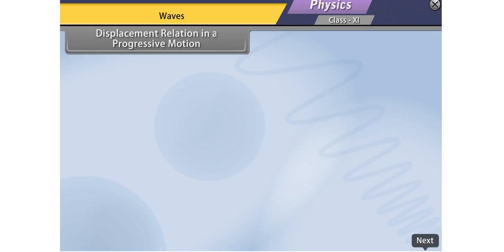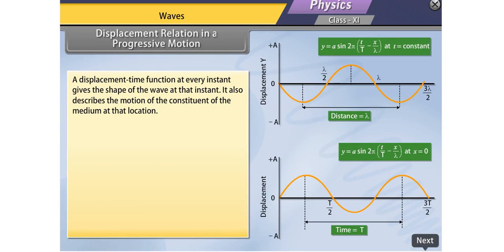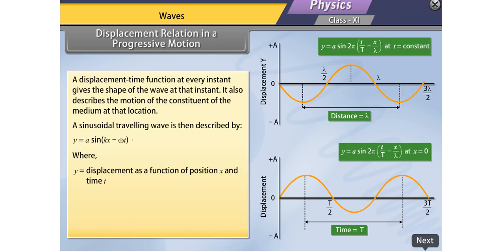Displacement relation in a progressive motion. A displacement time function at every instant gives the shape of the wave at that instant. It also describes the motion of the constituent of the medium at that location. A sinusoidal traveling wave is then described by y = A sin(kx − ωt), where y is equal to displacement as a function of position x at time t, A is equal to amplitude of a wave, ω is equal to angular frequency of the wave, k is equal to angular wave number.